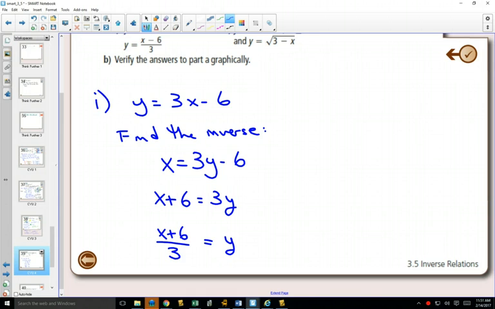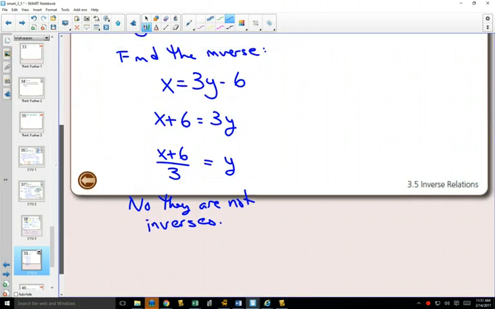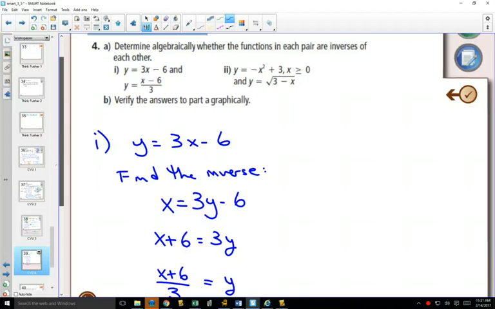Does that match with the other equation? No. So no, they are not inverses. Now for the second one.